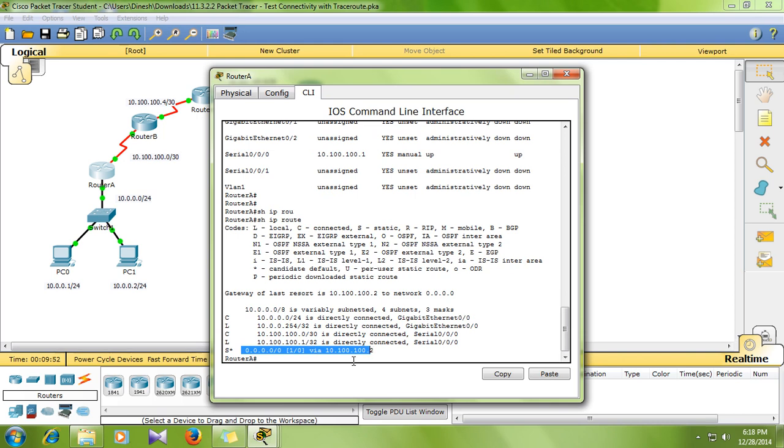Check what the difference is in IP route summary, because the memory space will be more. If installing more routes, more memory space will be used. Instead of that, you can use a summarized route or default static route. Only one exit interface is there, so you can use the default static route.